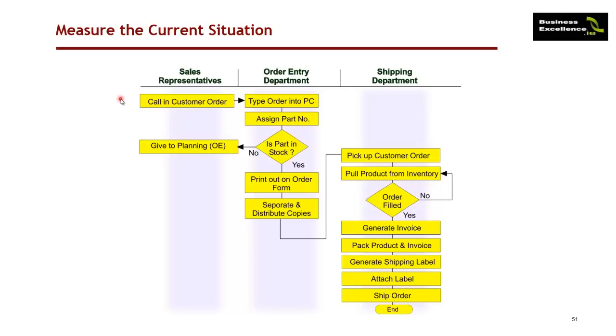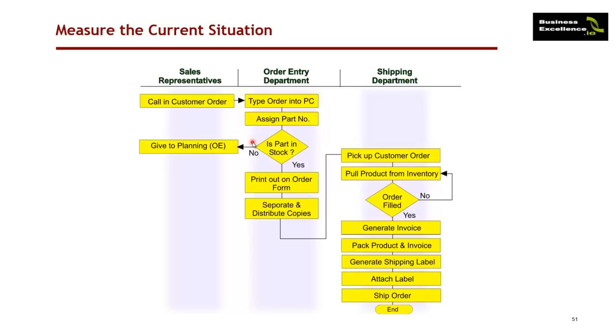The sales rep calls in the order, then that order is taken at the order entry department. At the order entry department, they type the order into a PC. So if somebody asks for a particular product, in the order entry department, they assign a part number to that particular product. They don't type in the actual product description, but they type in a SKU number, which we'll see later on. They check on their system to see is the part in stock.